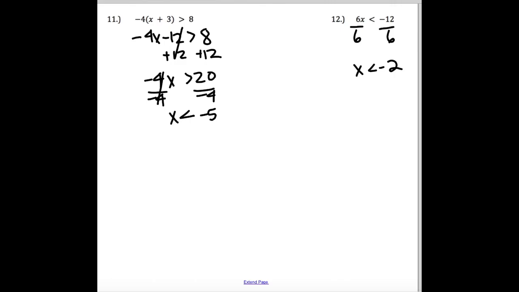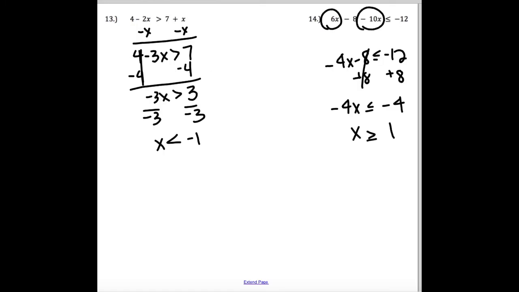Here are the inequalities that you have attempted to solve. On number 11, you needed to distribute and get negative 4x minus 12 is greater than 8. And continue to get x by itself by adding 12 to both sides and then dividing both sides by a negative 4. Because you divided by a negative, you needed to flip the inequality sign. On number 12, it's a one-step inequality, you're dividing both sides by 6. 6 is positive, so you're not flipping the sign.